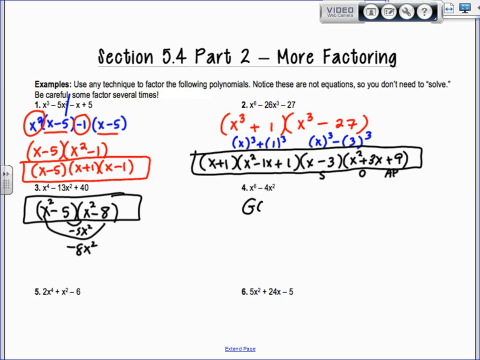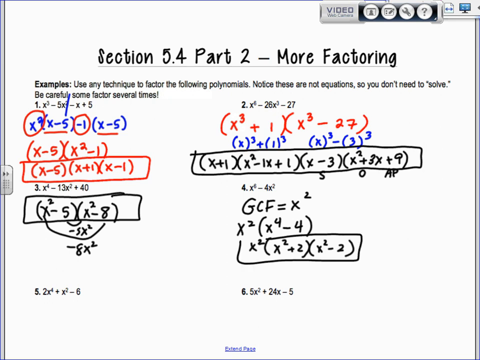Okay, number 4, I have a GCF. My GCF is x squared. So I pull it to the front, so I have x squared, and then I have parentheses x to the 4th minus 4. And then I factor. I have x to the 4th minus 4. That is the difference of 2 squares. So I'm going to factor into x squared plus 2 and x squared minus 2. Now, luckily, 2 is not a perfect square, so now we're done. If it had been x squared minus 4, though, you would go one more time, right? It'd be x plus 2, x minus 2. So we're done here.